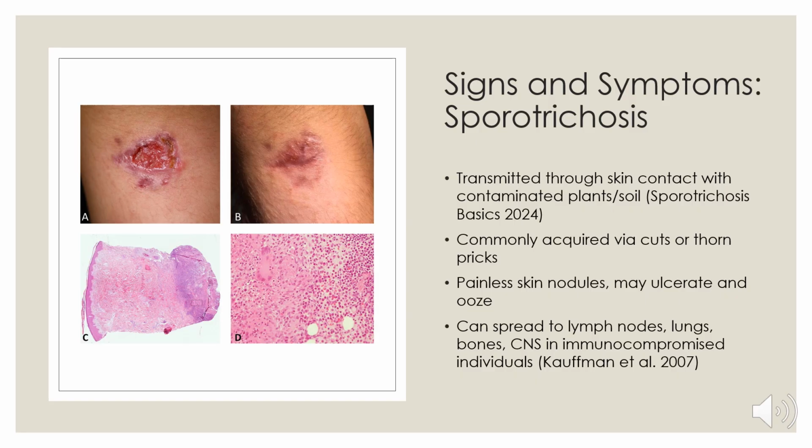Signs and symptoms of sporotrichosis. It's transmitted through skin contact contaminated by plants and soils. It's commonly acquired with cuts or thorn pricks. It often has painless skin nodules and may ulcerate and ooze. It can also spread to lymph nodes, lungs, bones, and CNS in immunocompromised individuals.